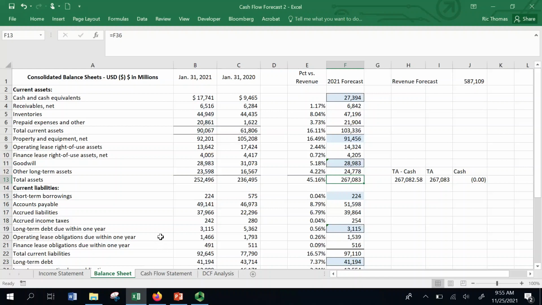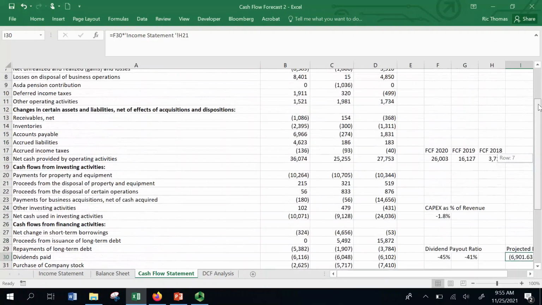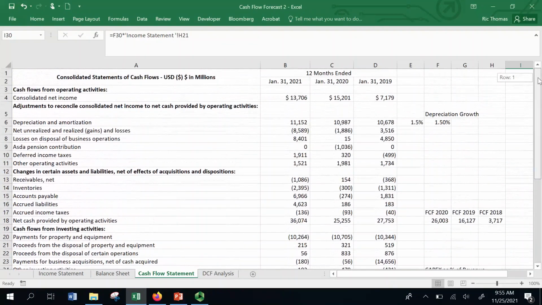So, but that's not my cash flow forecast that I need for free cash flow. So, let's just look at the statement of cash flows. I'm not going to forecast that out. I don't really need to, but there's a couple of line items I need. I need to know what my depreciation and amortization number is going to be.